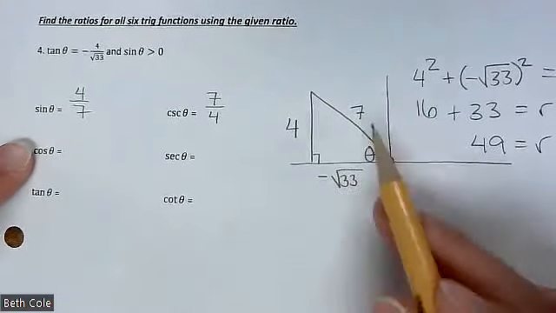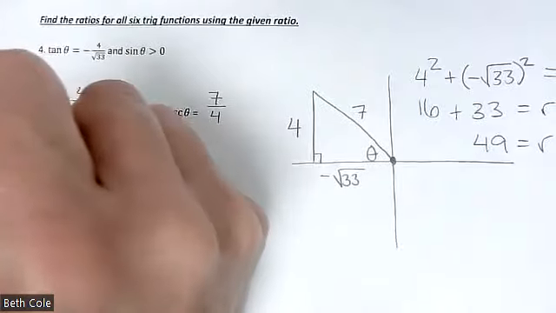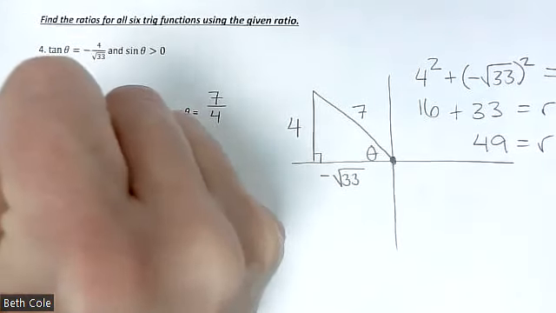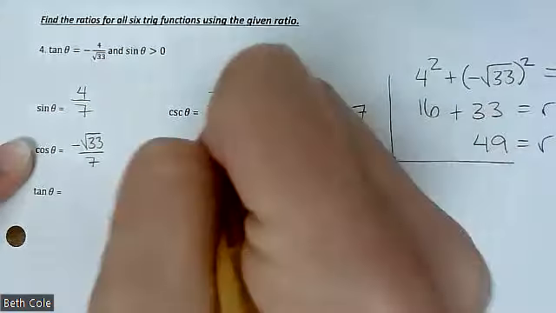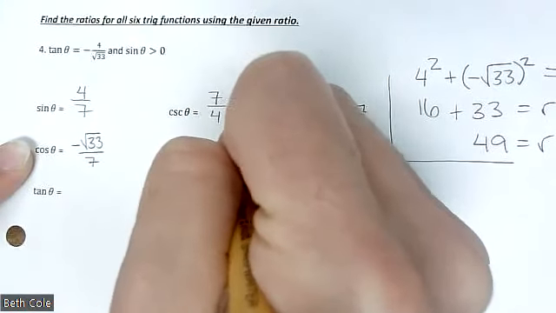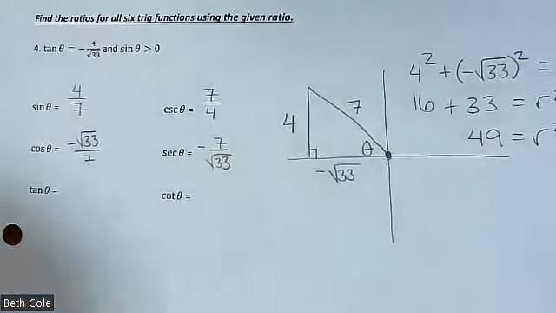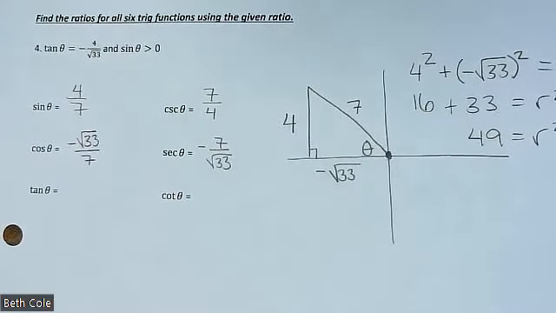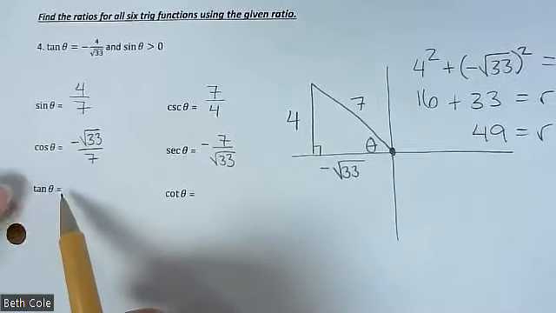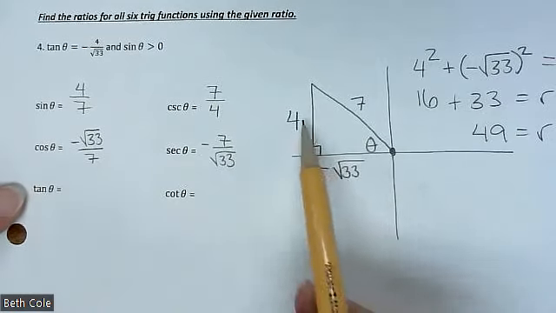Cosine is adjacent over hypotenuse. So that would be negative square root of 33 over 7. So this is negative 7 over square root of 33. To be clear, when you have a negative fraction, you can put the negative with the numerator, the denominator, or just stick it out front. That's usually what I do, to try to put it out front. It doesn't matter where you put it. It doesn't make a difference. Yes, but I like to write them all out first and then go back. You can do whatever you want. That's personal preference, right?